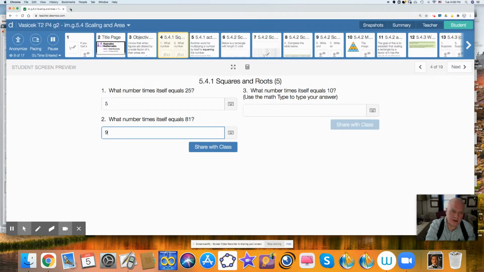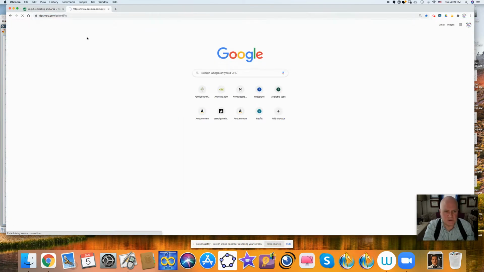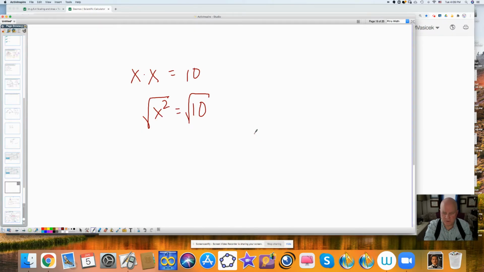If I wanted to find the approximate number, I could use a calculator, such as the Desmos calculator, and type in square root of 10. Here I get 3.1622773. This is still an approximation. So it's about 3.2. I could say this is approximately, using the approximate symbol, two tildes on top of each other, 3.2. That's to one decimal place.